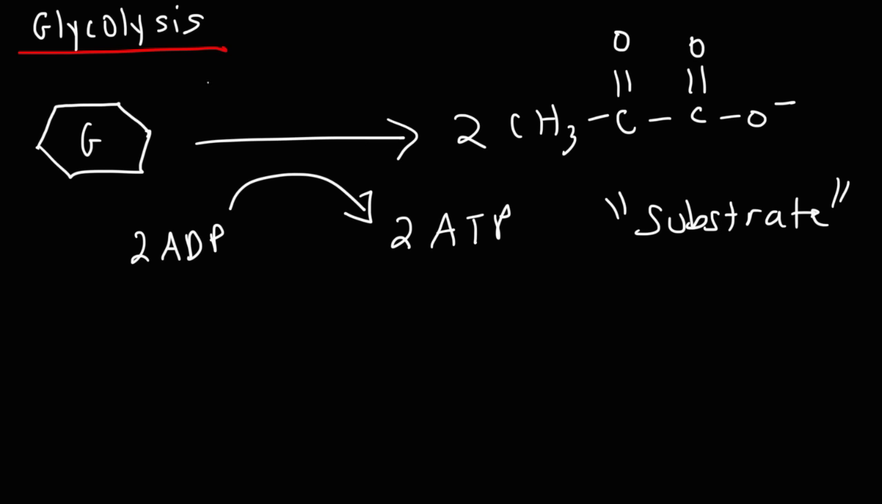Now, something else happens. Two molecules of NAD plus are reduced to two molecules of NADH as glucose is converted into two pyruvate molecules. Now, we need to understand the terms oxidation and reduction. The conversion of glucose into pyruvate is an oxidation reaction. The conversion of NAD plus into NADH is a reduction reaction.